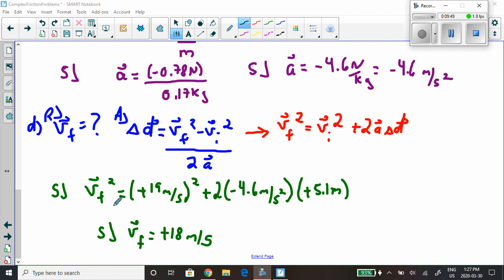So I plug in those values and I have a final velocity of 18 meters per second, and it's still moving forward, still positive. So it didn't really slow down by that much. It's still ice, it's just rough ice. So there was a little bit of slowing down.